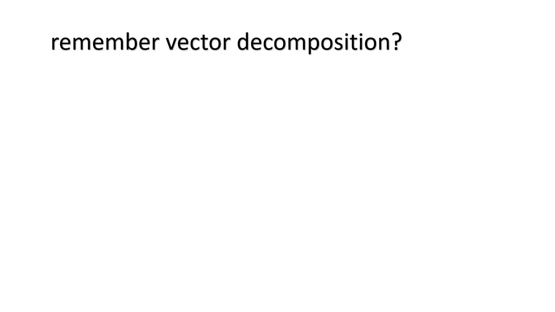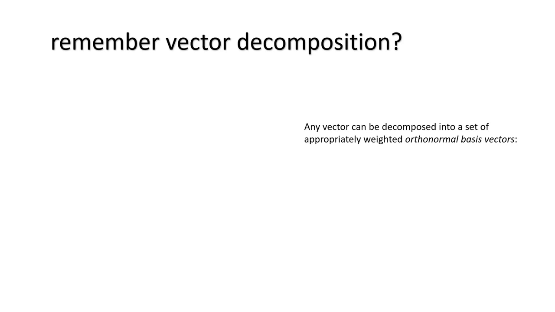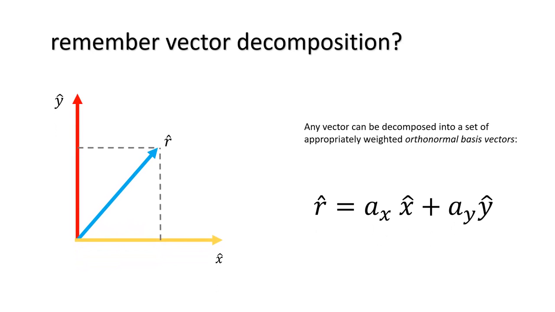Let's start from simple things. Remember what vector decomposition is? Any vector can be represented and decomposed into a set of appropriately weighted orthonormal basis vectors. And here we have vector r hat, and it is represented as a linear combination, which is a sum here, of vectors y hat and x hat, which are orthonormal basis vectors for r hat.